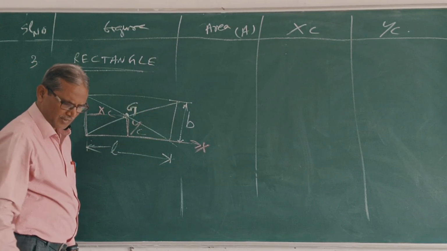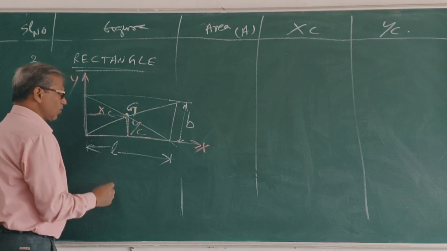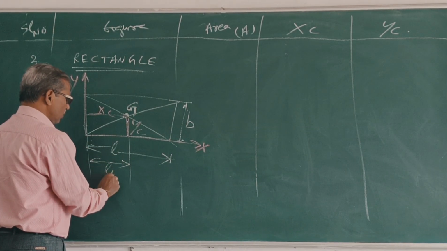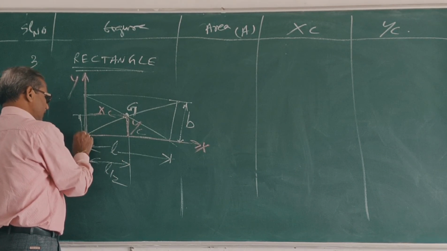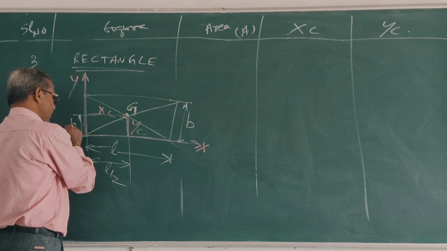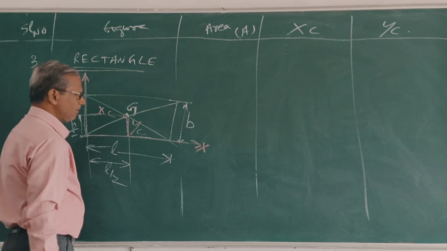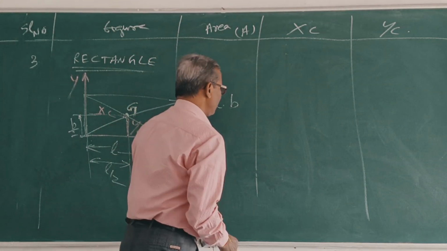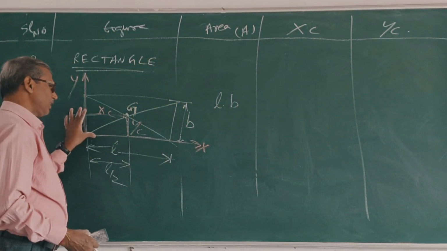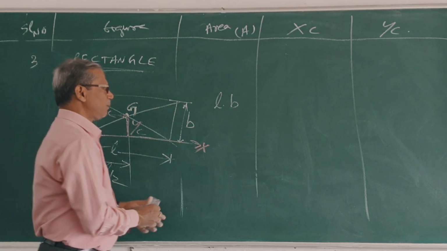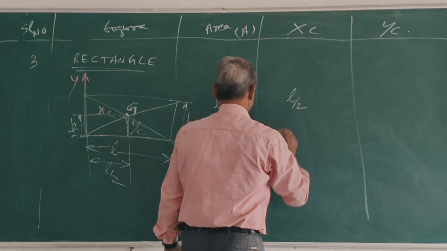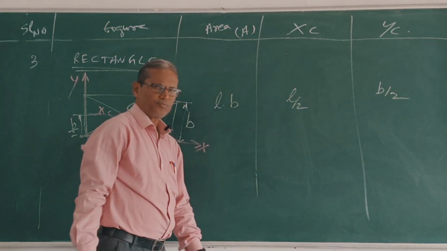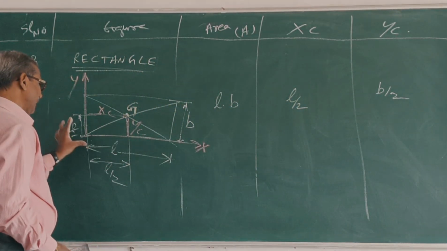Clear? So what is xc equal to? This is L by 2. What is this length? This is b by 2. Clear? So what is the area of the rectangle? Length and breadth, L into b. What is xc? L by 2. What is yc? b by 2. Clear? Area, xc, yc.